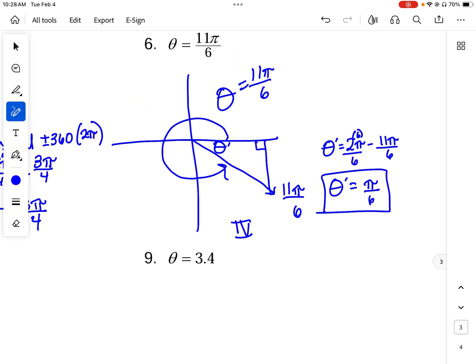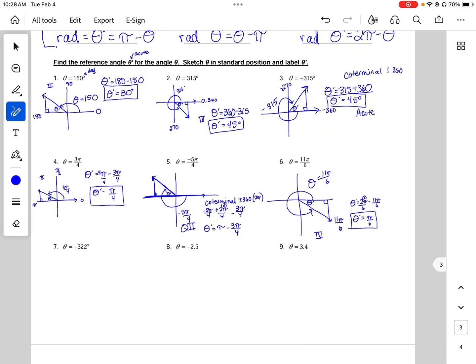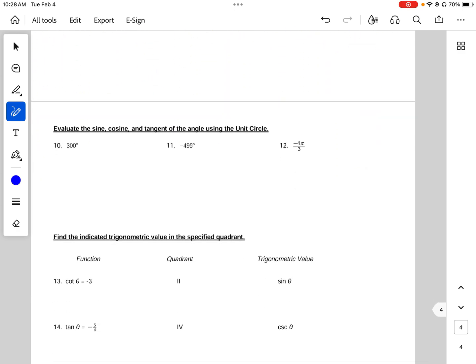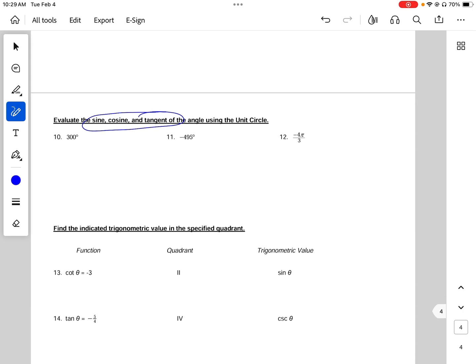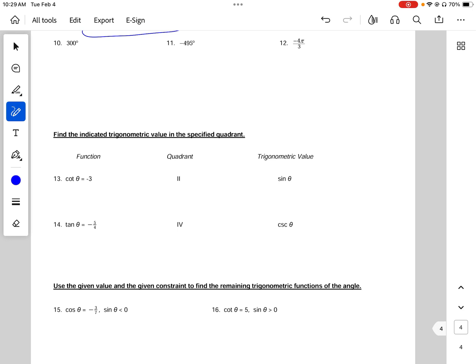We are going to do 7, 8, and 9 in class. Let's look at the next page. Evaluate sine, cosine, tangent on the angle using the unit circle. This is a bit of a review. You'll need to look at the x and y, the coordinate pair for each of these angles, and then use your sine, cosine, and tan. So all at once is sine, cosine, and tan. I'm going to skip that one. 13 through 14 is a review as well.